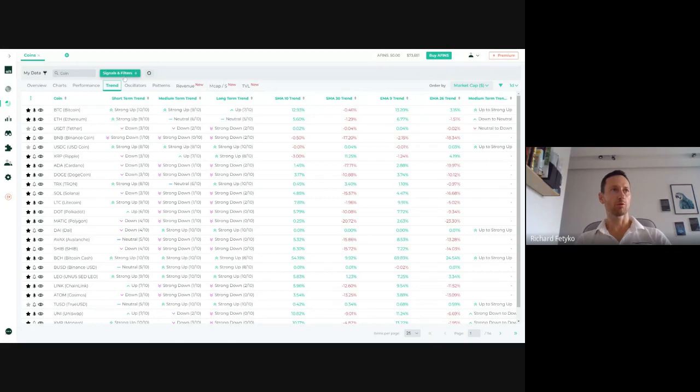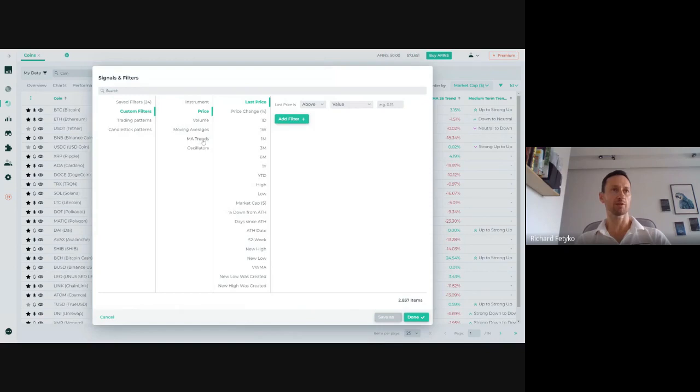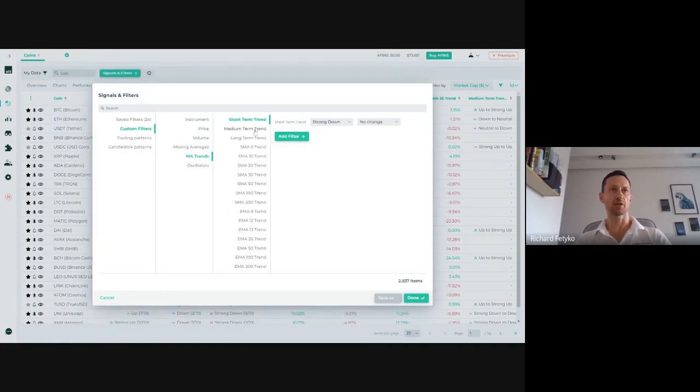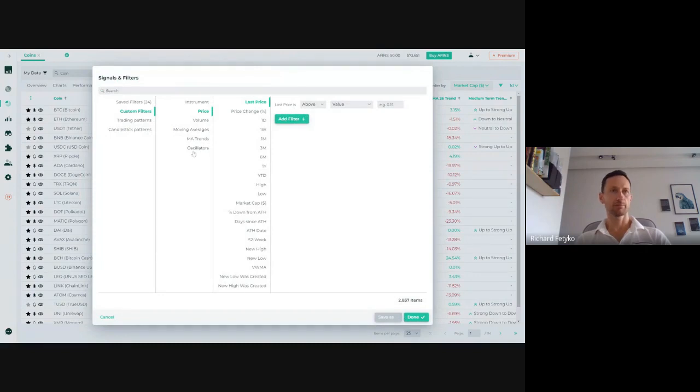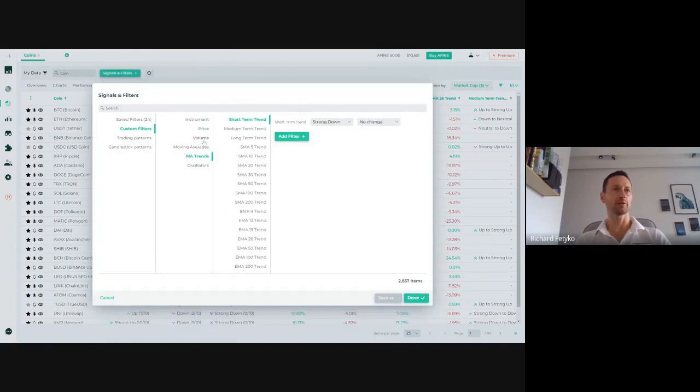Now, of course, going down this list is time consuming and boring. So one way to fast track that, because you're probably interested in a specific trend, most of us are interested in which assets or coins are in an uptrend, is to go to the filter and click on signals and filters. That will bring up this form in which, under the MA trends or moving average trends, you can select which trend you're interested in. We're interested in the medium trend and say, okay, I want to see all those coins that are in an uptrend. Add filter. So now we're down to 300 coins.